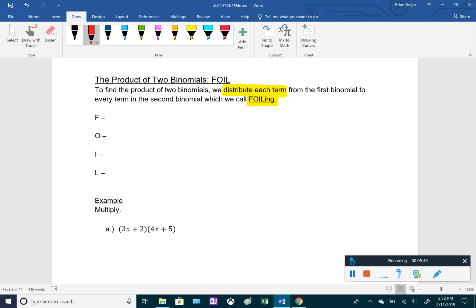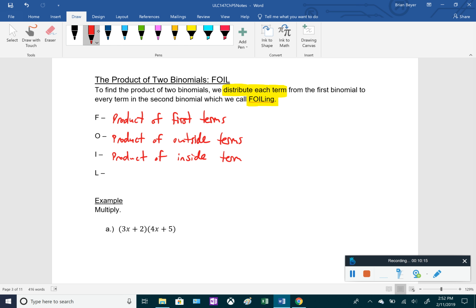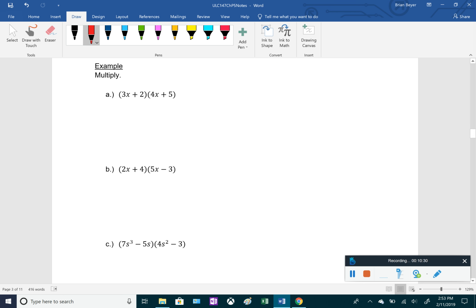And we call it that because the F stands for the product of the first terms in each binomial. The O stands for the product of outside terms in each binomial. The I is the product of the inner terms, or the inside terms. And the L is the product of the second terms in each one, or the product of the last terms. So first, outer, inner, last for FOIL. So let's see some examples.